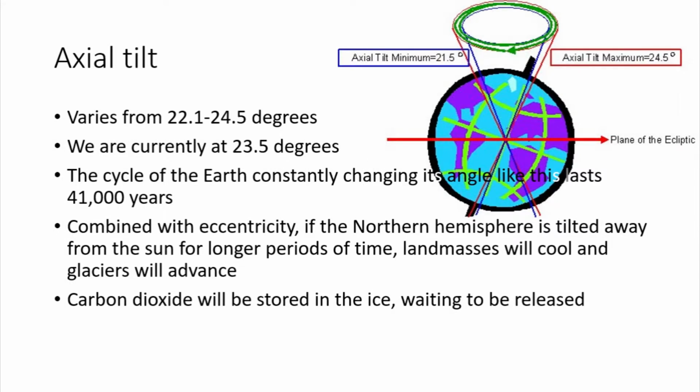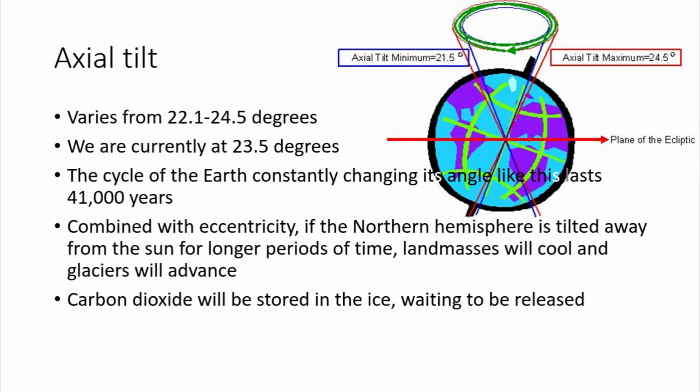The axial tilt. Again, it varies between 22.1 and 24.5 degrees. We're currently at 23.5 degrees, and the reason this tilt changes is that ever since Theia, the protoplanet the size of Mars that hit us and created the moon, we've been on a tilt, and we're still shaking from that collision. We're moving back and forth really slowly. It takes 41,000 years to change between 22.1 and 24.5 degrees and back. And again, this is important.